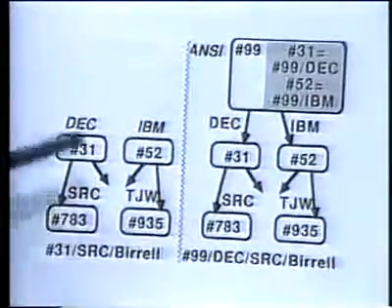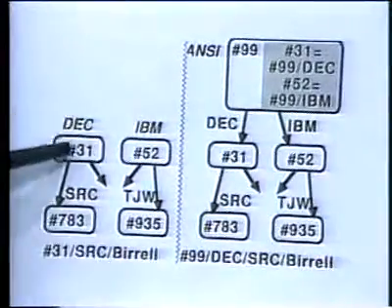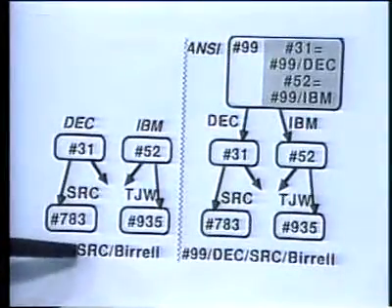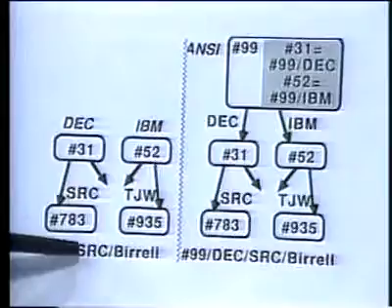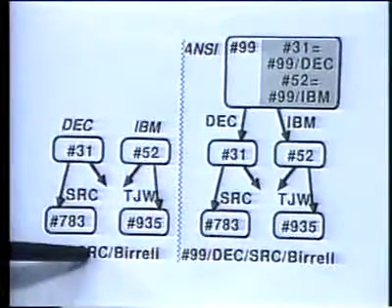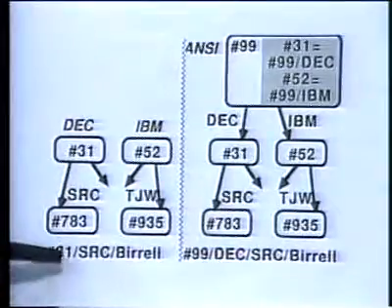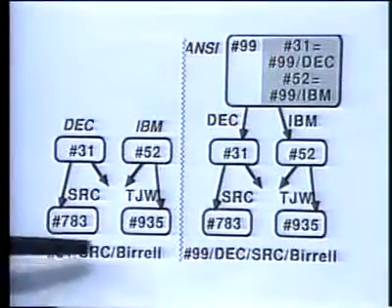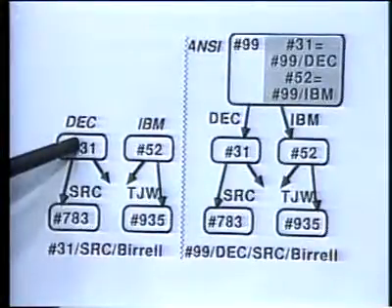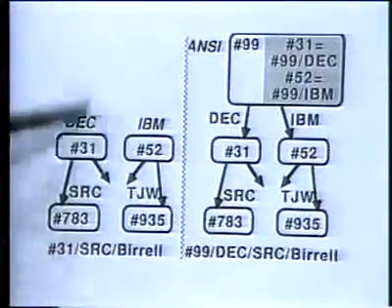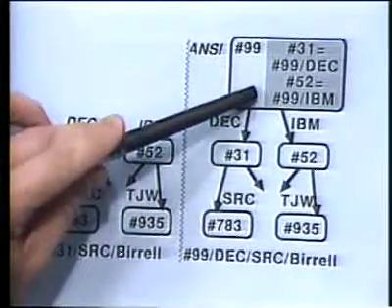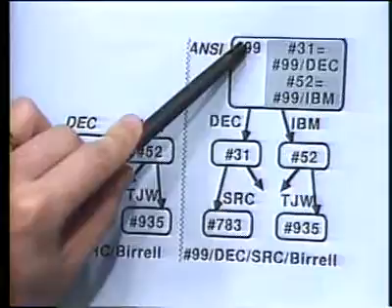So what are we going to do about that? The answer is we make use of the fact that the directories have unique identifiers, and we include at the beginning of every name the unique identifier of the root directory. So here, it's not just SRC/Birrell, but it's number 31 SRC/Birrell, where 31 is the unique identifier of the DEC directory. This at least guarantees that when we come over here and try to look this name up, we'll know that we have a problem, because 31 doesn't agree with 99.